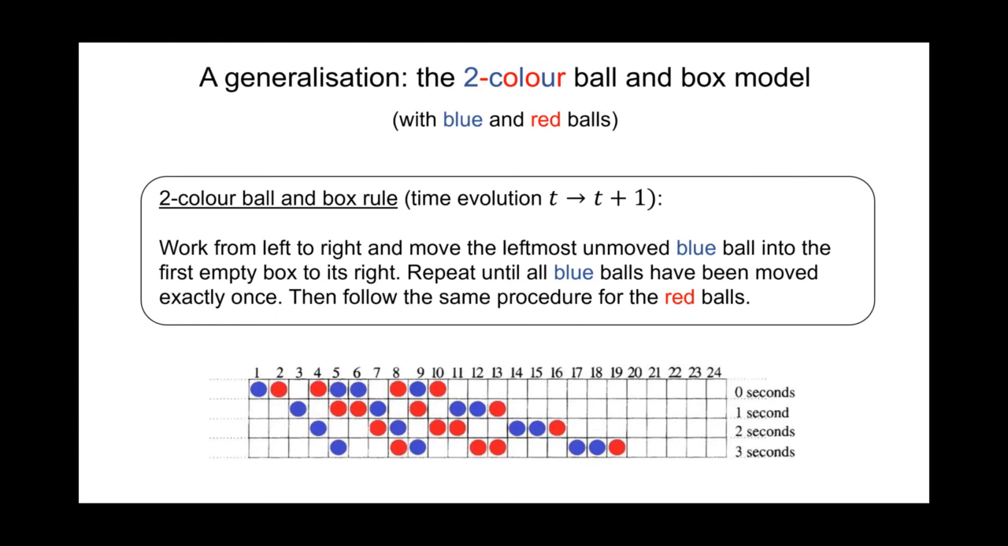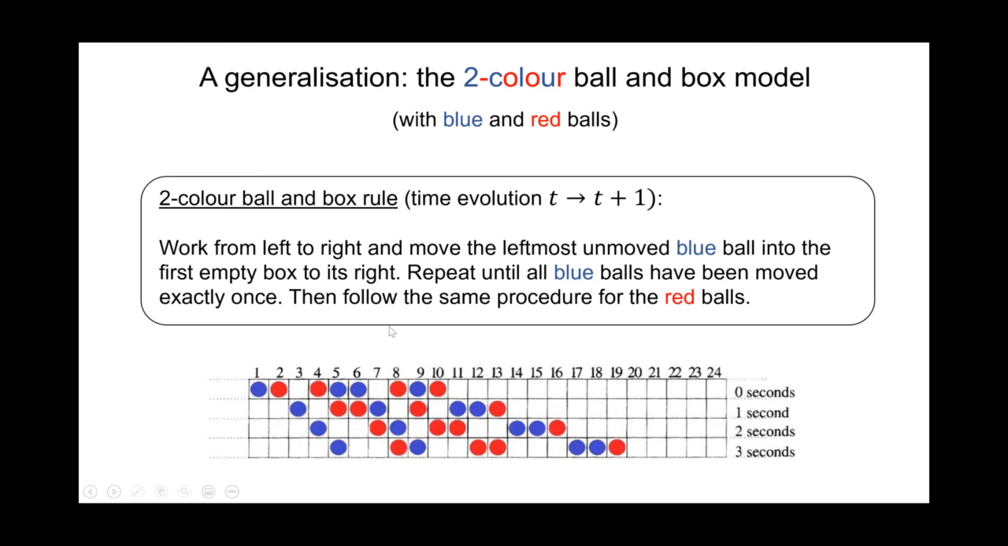Finally, let me mention that the ball and box model can be generalized in a number of ways. In particular, you can consider generalizations in which there are balls of different colors. Let's consider in particular the case of two colors where you have blue and red balls. The ball and box rule with two colors is essentially the same as before, but you first move all the balls of one color, say the blue balls, according to the standard ball and box rule. And once you're done with that, you do the same for the balls of the other color, the red balls.